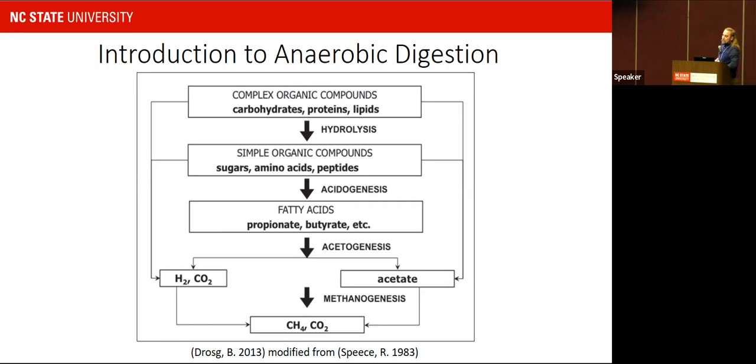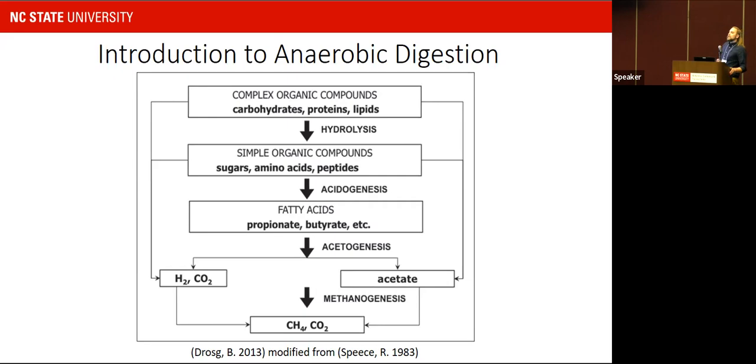This process is sequential, which means that it cannot go any faster than the slowest step. And for us, that is going to be hydrolysis, that is the breakdown of carbohydrates, proteins, and lipids. We'll find that these lipids are particularly difficult for anaerobic systems to break down because it requires a microbe with a very particular skill set.